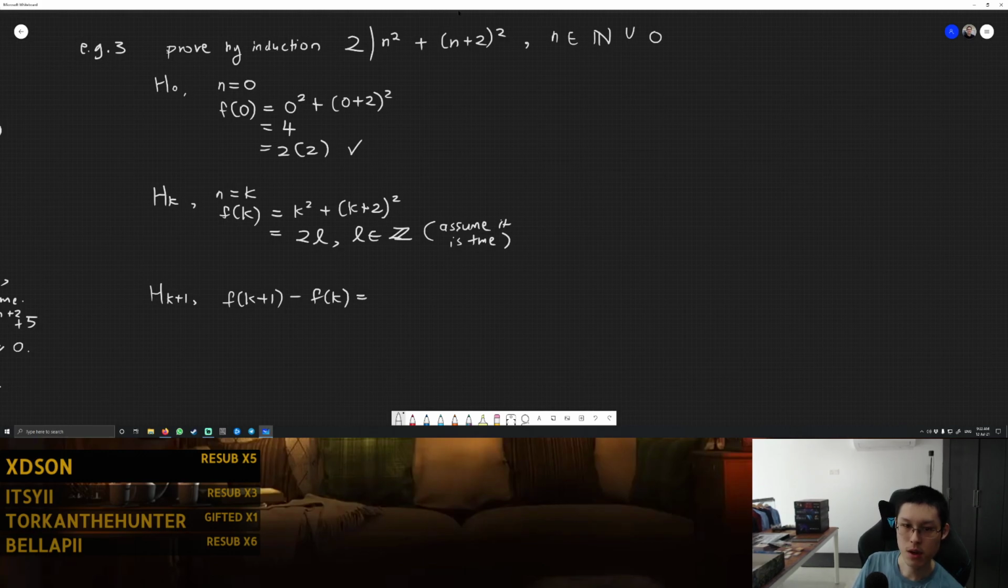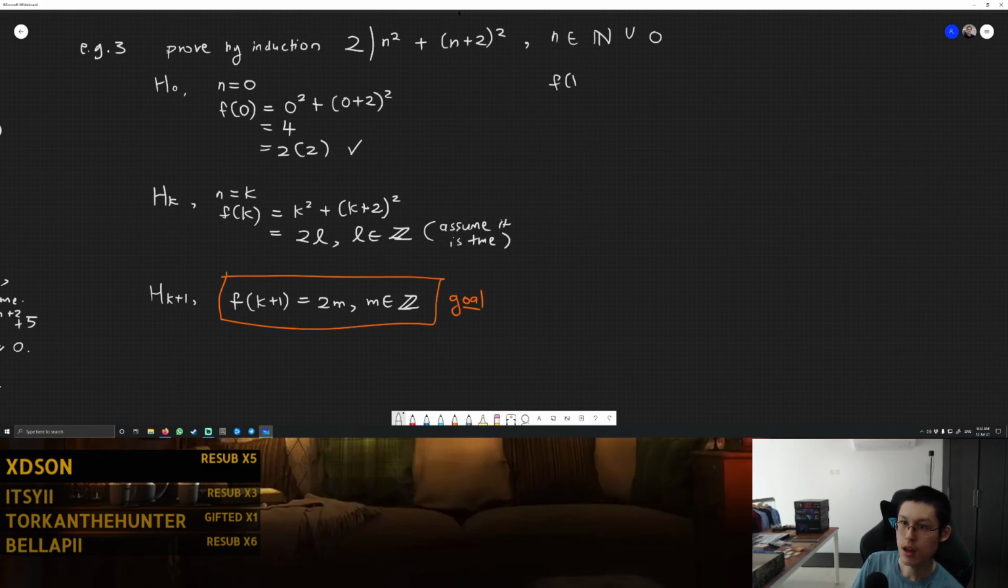All right, what do we get? Well, you know what? Let me just write down the goal first, because that's what we've been doing so far. You don't really have to write down the goal, by the way, in the exam. I'm just writing it because it makes the most sense, seeing it like this. So fk plus 1 is equal to 2m, where m is some integer. So this is what we are trying to get to. Okay. So to do that, we have to write fk plus 1 minus fk, and work out what the difference is.